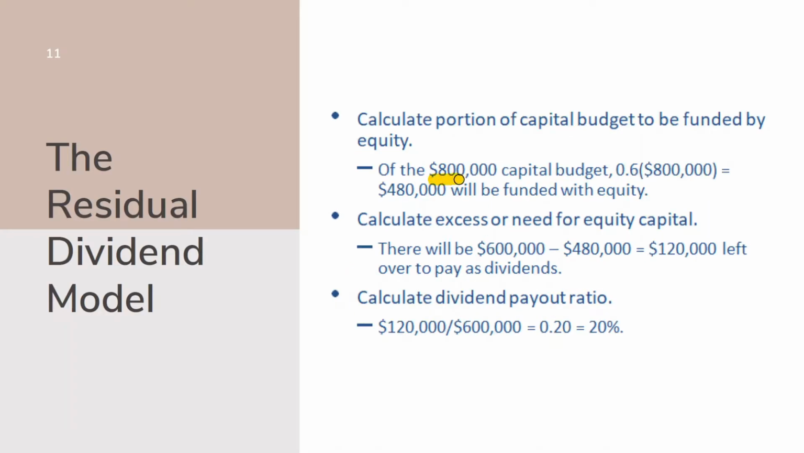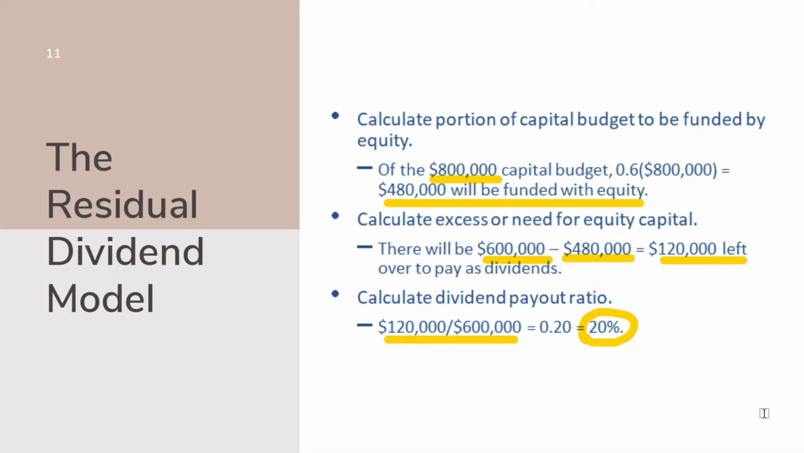Based on capital expenditures of $800,000, $480,000, which is 60%, will be funded by equity. The company must retain $480,000 from its expected earnings this coming year. Whatever is left can be paid out as dividends. In this example, the expected dividend payment is $120,000 based on expected earnings of $600,000. That represents a dividend payout ratio of 20%.